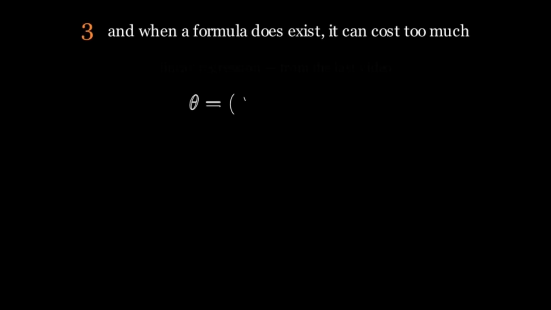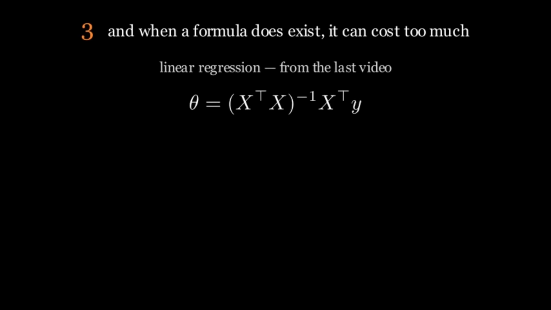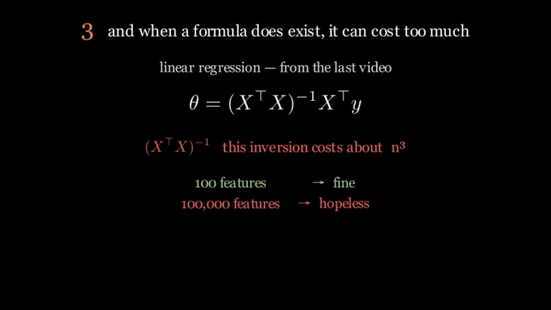Third, even when a formula does exist, it can cost too much to use. In the linear regression video, we made the normal equation, which solves linear regression exactly. But look at that inverse. Inverting that matrix costs roughly n cubed operations. At 100 features, fine. At 100,000, hopeless.